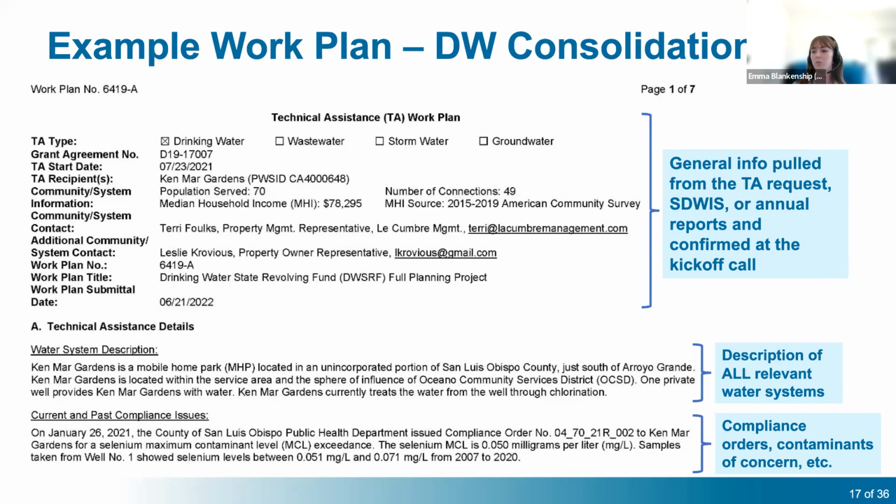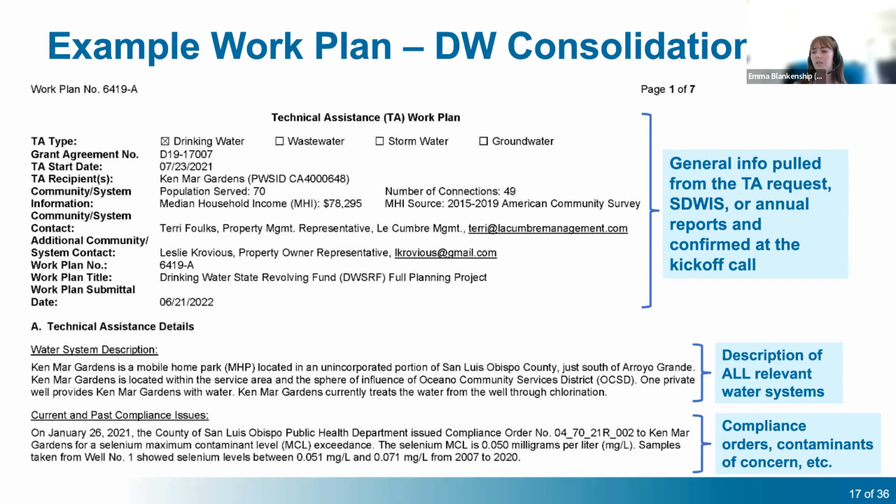And then the next section is just a description of all the relevant water systems involved. So here is a little description of Kenmar Gardens. Also, if it's a consolidation project, it is also helpful to describe the anticipated receiving water system in the consolidation project. So probably would have also been helpful to get some more information on Oceano CSD in this work plan.